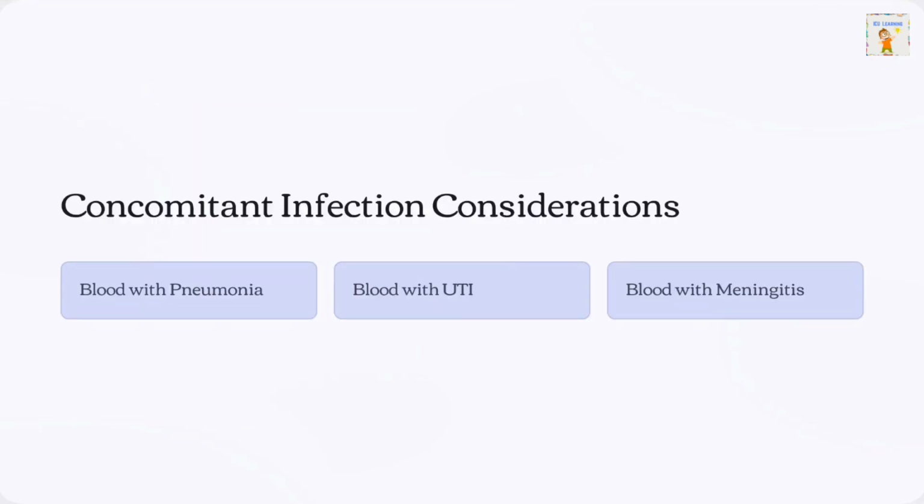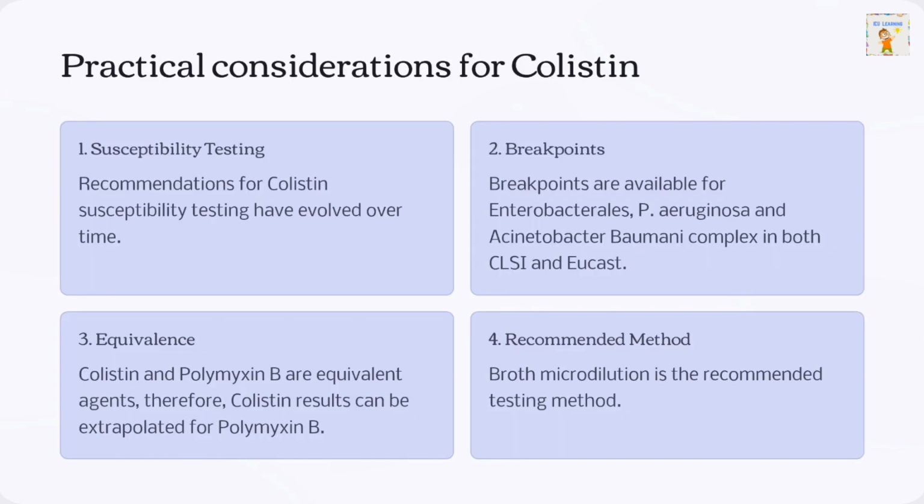When blood culture comes positive, we have to also think simultaneously about other sites of infection. So we have to think about the presence of pneumonia, UTI or meningitis along with the positive blood culture and treat accordingly. Now some practical considerations for colistin.